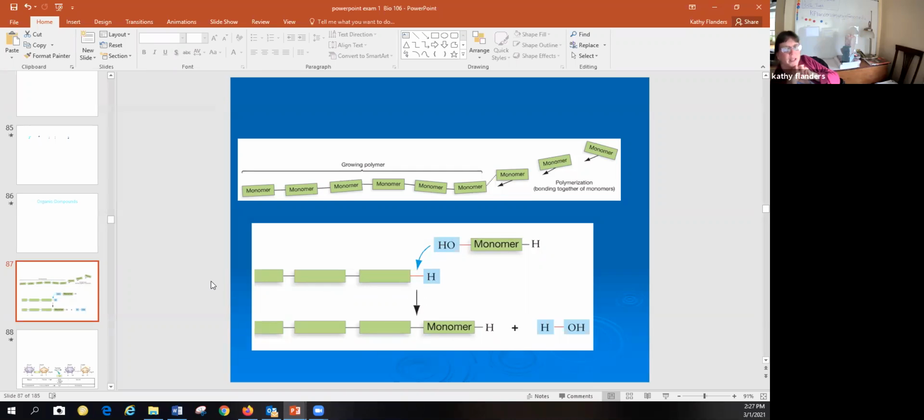The word's right, but it's dehydration. It's dehydration synthesis. How do I know? Because these were attached to my monomers, and now they're not. I've removed a water molecule. If I remove a water molecule, that's dehydration synthesis or condensation.